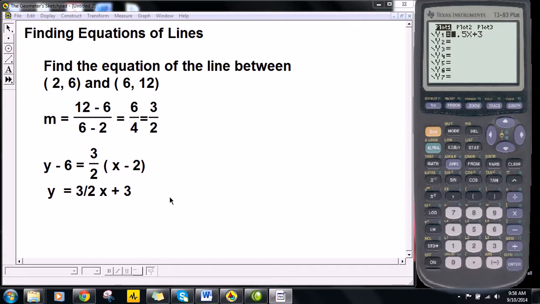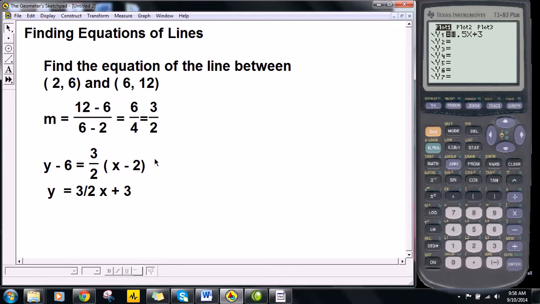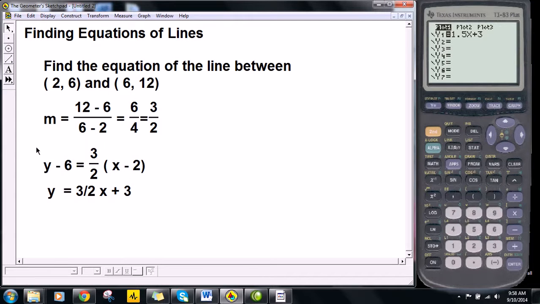Thanks for listening. I hope you have some good notes. We're going to use this tomorrow in class. So what we did, to reiterate, from two points, we found first a slope, which we know how to do, and then we used the slope, and in this case point-slope form of a line, to find the equation of the line through those two points, and then we put it into slope-intercept form because it's a little bit better.